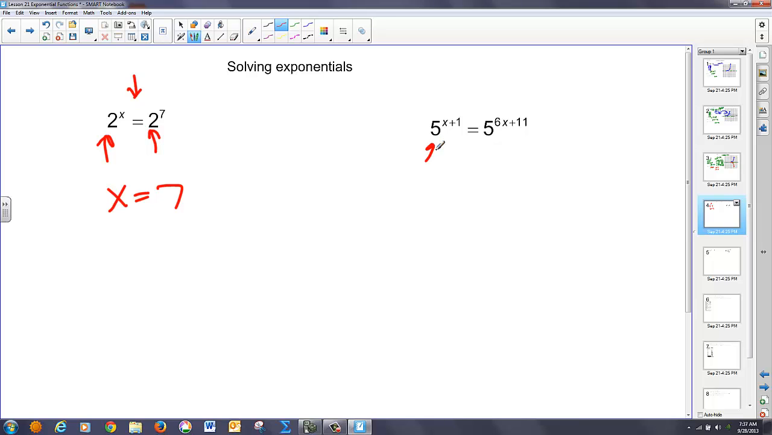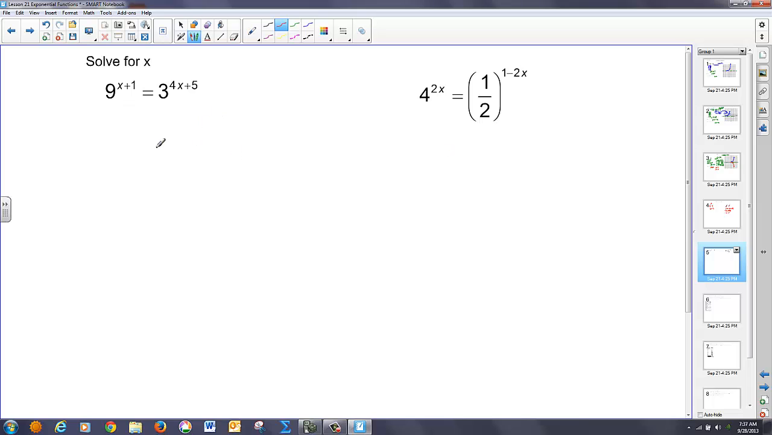Same principle here, my two base values are the same, but I have different exponents. Well, if this is going to be 5 to some power and we have two unknown powers, but the quantities have to be equal, then these powers must be equal. So I can basically drop the bases out and set x plus 1 equal to 6x plus 11. Again, this is only when your base values are the same. So I solve and I get 5x equals negative 10, and negative 2 is equal to x.